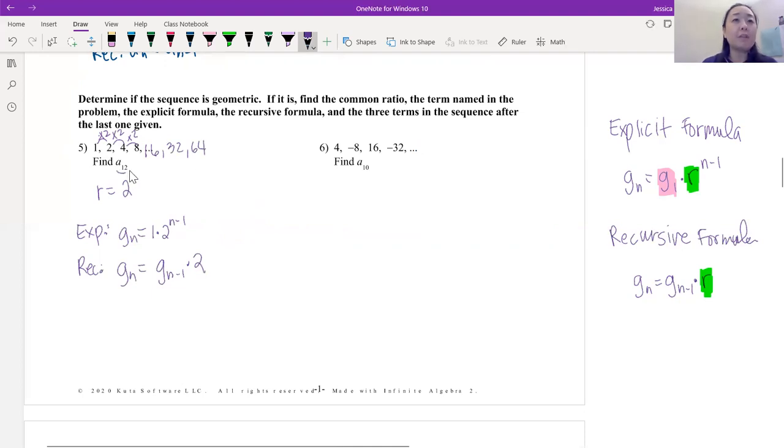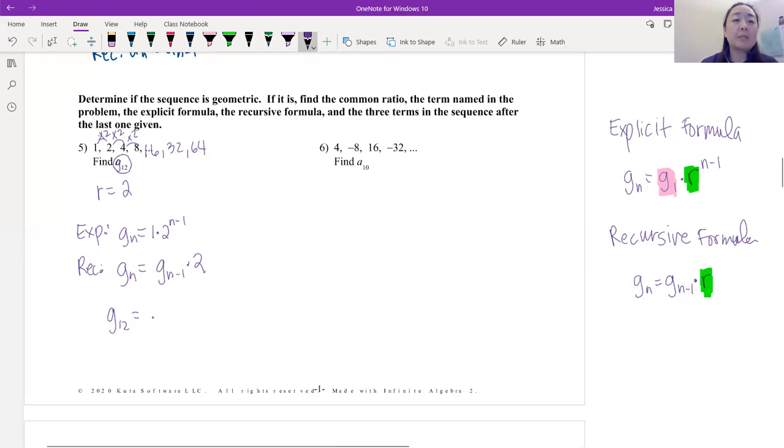And here it says we want to find the 12th term. So I know it says A, but let's imagine that that's a G, okay? Because I told you, you can pick any letter, any variable, it doesn't matter. But in the book, they chose to use G instead just to make it less confusing. So it's going to be G sub 12. And the easier one to use is the explicit one, because unless you want to go 12, we can, but I think this is easier.